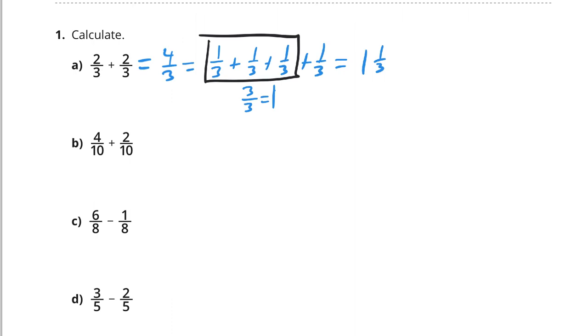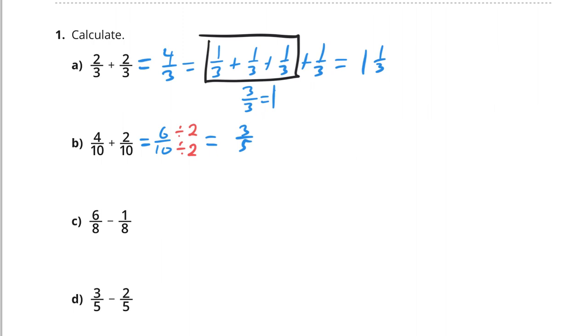Let's look at the next one, which says 4/10 plus 2/10. Well, 4 plus 2, since we already have the same denominator, we can just add those together and get 6/10. Now this isn't in its simplest form. We have a common factor between these two. We can divide both of them by 2 and find that we have 3/5, which is an equivalent fraction.